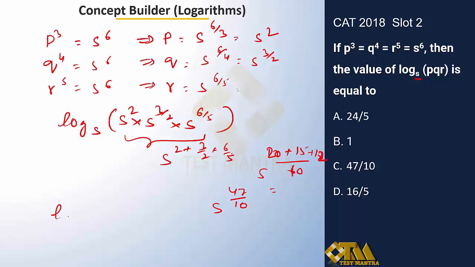Right? So it's basically log s raised to 47 by 10 to the base s, which will be equal to 47 by 10 itself. Right? Value is supposed to be 47 by 10.